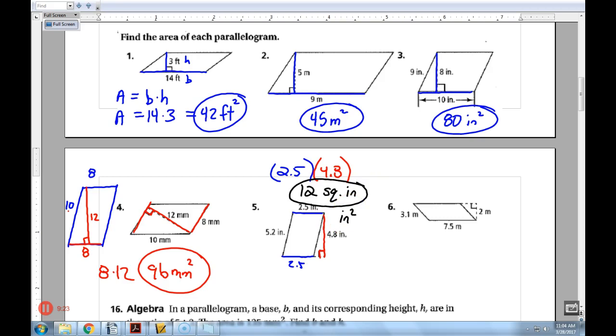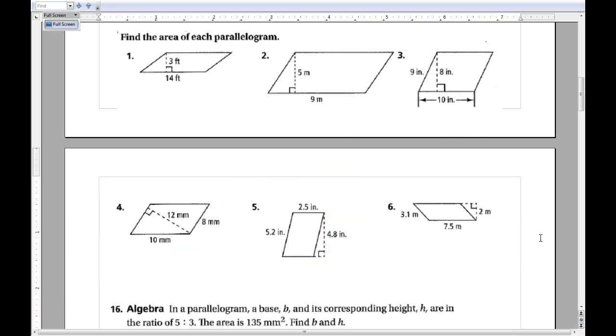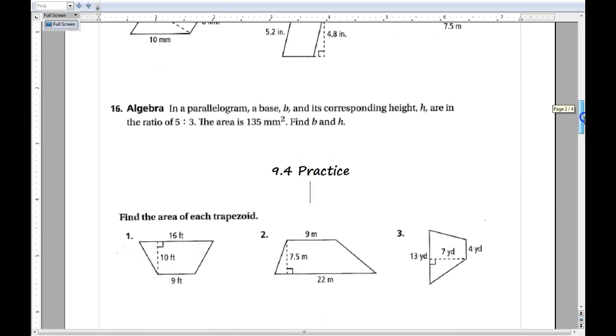Number 6, same thing, base times height, 7.5 times 2, 15 meters squared. All right, now let's move on down, take a look at some of these ones.